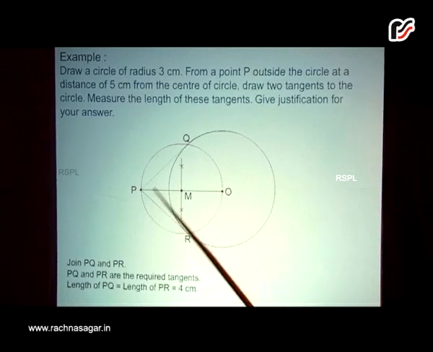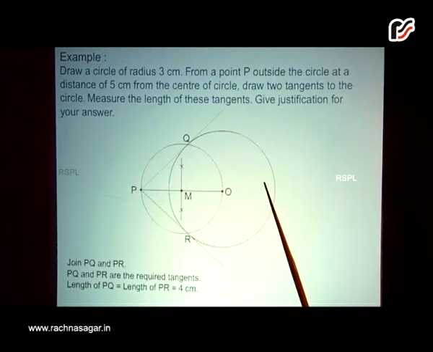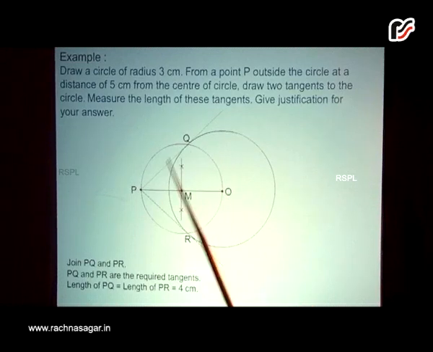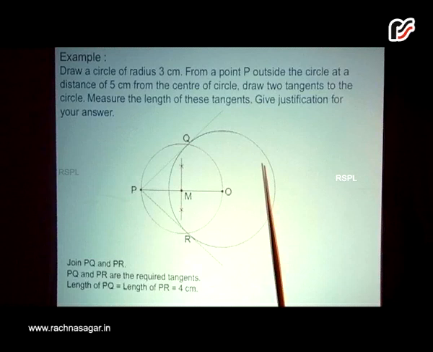So, join PQ and PR, and you can see that both these segments PQ and PR are touching the given circle. That means we can say that these are the required tangents which have been drawn from the point P to the given circle, and you can see that the length of PQ and the length of PR are equal to 4 centimeter.